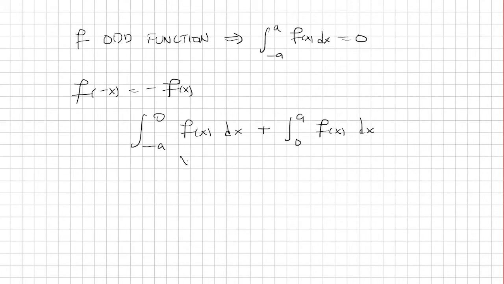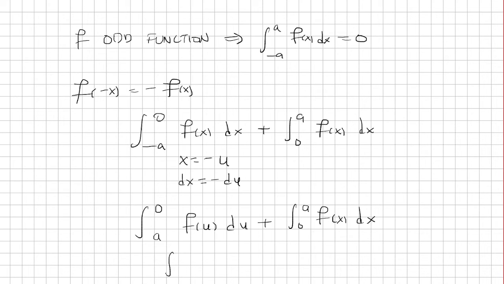Now if I let x equal, let's say, negative u, dx will be negative du. And so when x is 0, u is 0. When x is negative a, u is a. So this is the same thing as just doing negative and then flipping the limits.